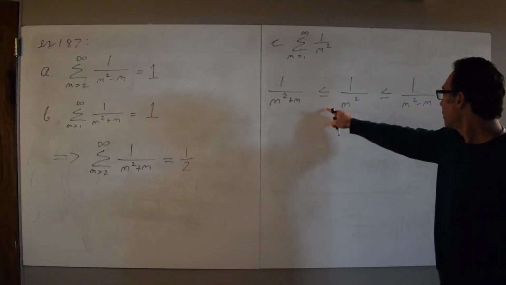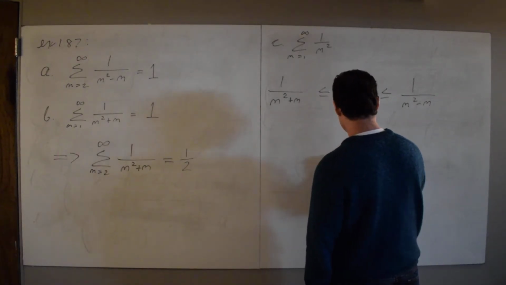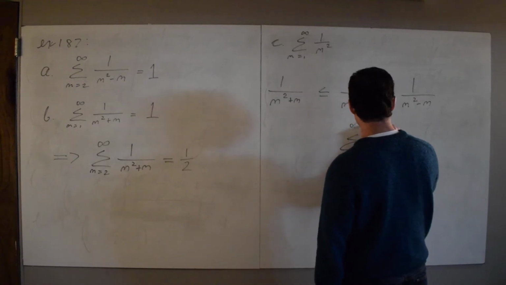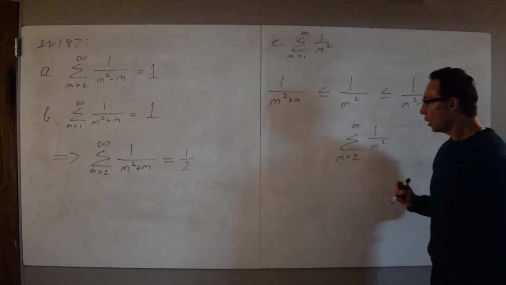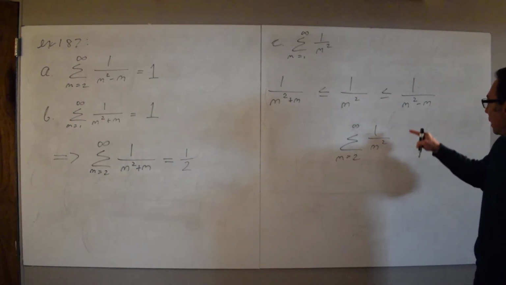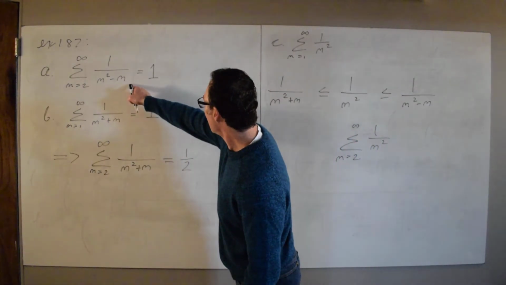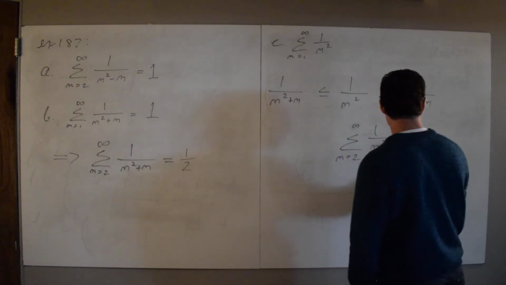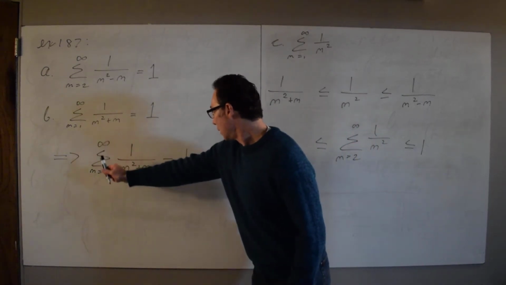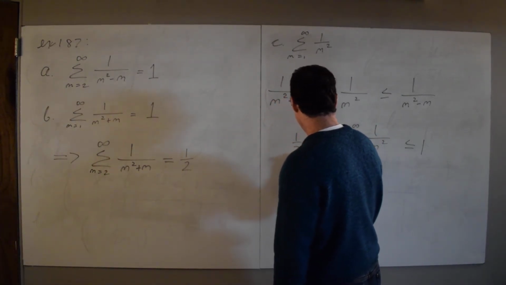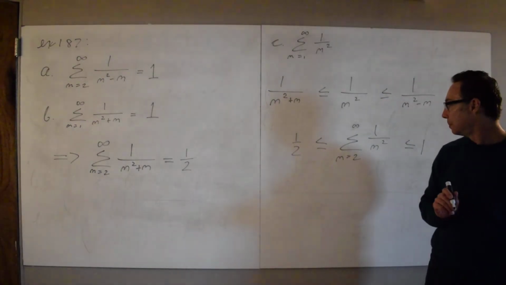And so what this tells us then is that if we look at the sum of n equal 2 to infinity of 1 over n squared, that is less than or equal to the sum n equal 2 to infinity of 1 over n squared minus n, which is 1, but it's greater than or equal to the sum n equal 2 to infinity of 1 over n squared plus n, which is 1/2.